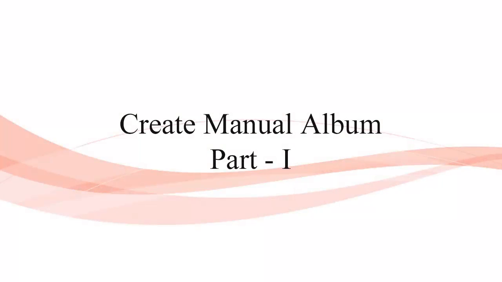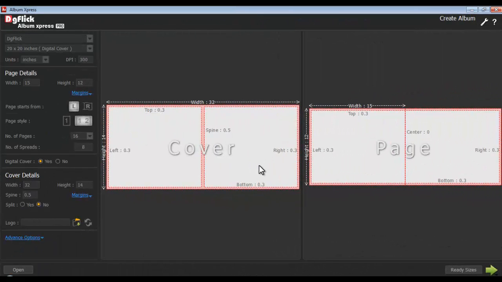Create manual album. Now talking about manual album creation, we'll first see how to create a size for the album. Here in the Create Album window, add the page details. You can also define the jacket for the album.